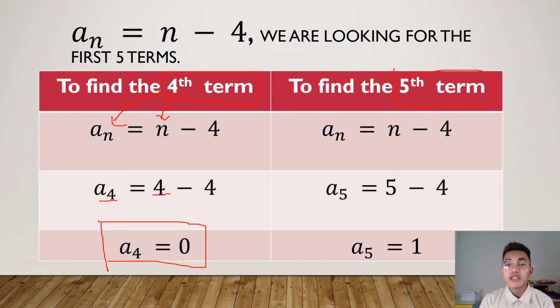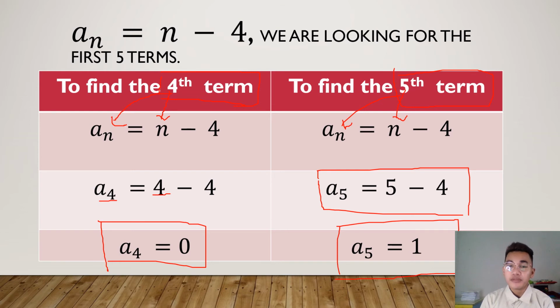And of course, the fifth term. So substitute again to n. And as you can see, a sub 5 is equal to 5 minus 4. Then a sub 5 is equal to 1. So the fifth term is 1.